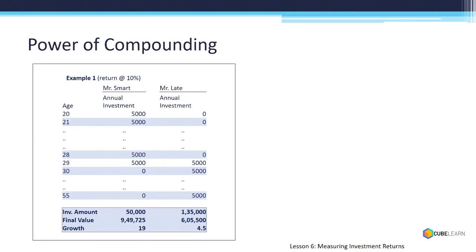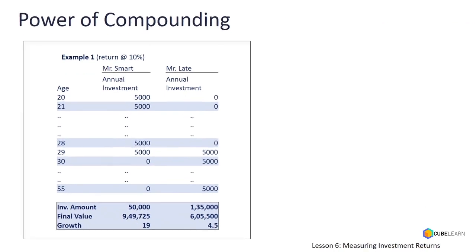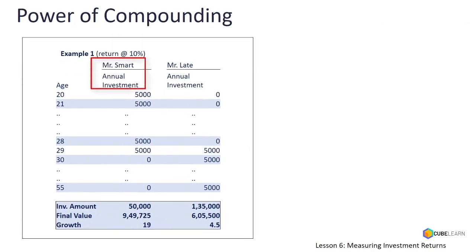Compounding can be leveraged by starting early and by increasing the frequency of compounding. Mr. Smart started investing at the age of 20. At the end of every year, he invested rupees 5,000 for 10 years. Mr. Late started late at the age of 29 years and invested rupees 5,000 at the end of every year.